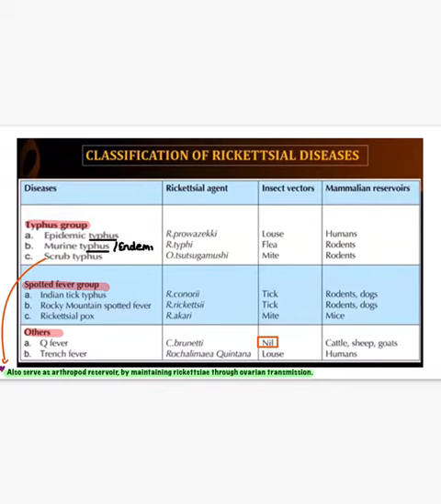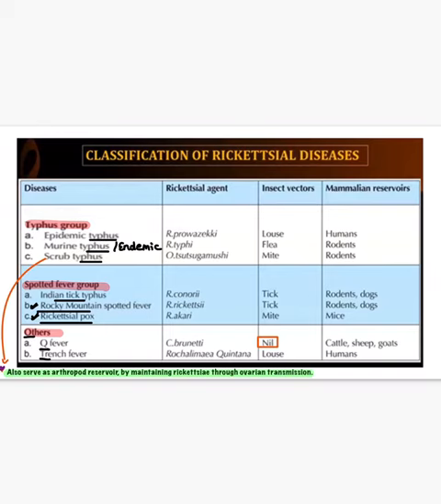Now coming to the spotted fever group, what does this indicate? It means there is a rash or some spots. So the name is spotted fever group: that is endemic typhus, Rocky Mountain spotted fever, and rickettsial pox. Remember, basically the rash-related ones. Then for others, you have two things. Others is OT, but remember QT: O can be made into Q. That is Q fever and trench fever.